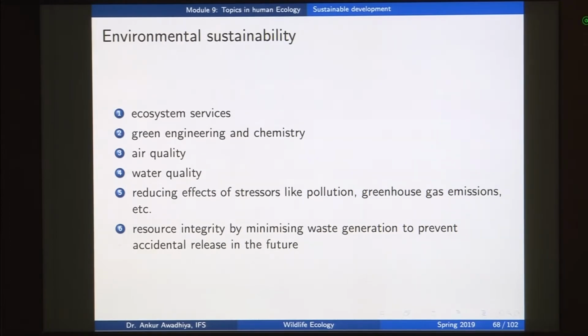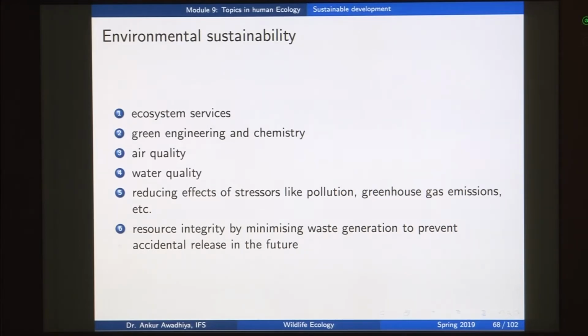We talk about things like green engineering and chemistry, which is using engineering and chemistry in a way that we are manufacturing such products that are not harmful to the environment. We talk about things like air quality and water quality. They also need to be maintained, not just for the present generation, but also for the future generation. So, the amount of pollutants that we are releasing into the environment needs to be regulated.